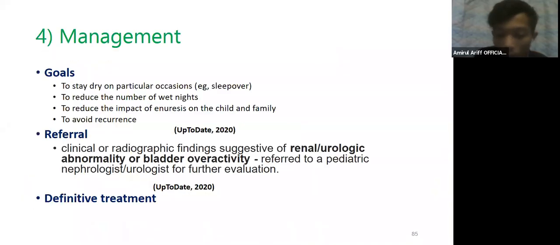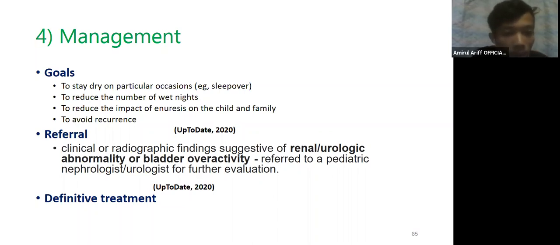Now for the principles of management, if a patient comes with enuresis, how do you manage this kind of patient? For the goals, you can read by yourself. Mainly, we want to reduce the number of wet nights, and we refer if there are clinical or radiographic findings suggestive of renal or urologic abnormality or overactivity. So next.